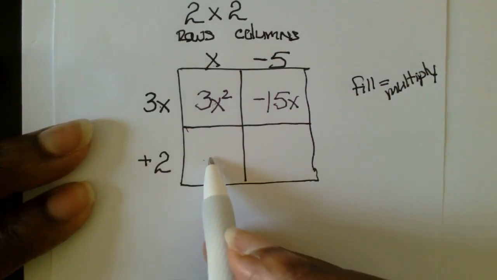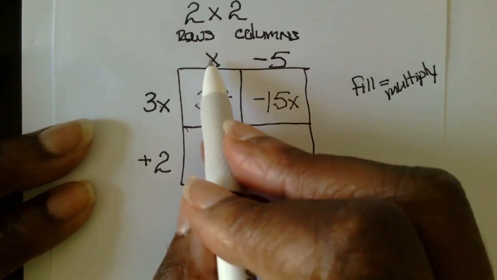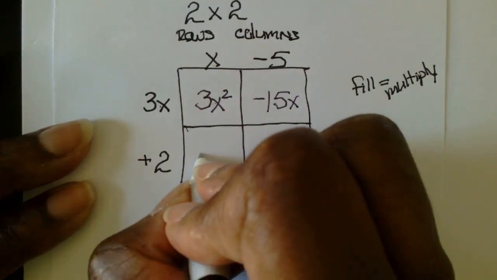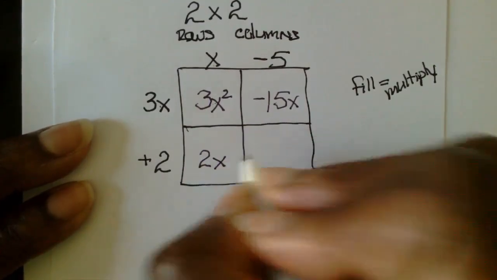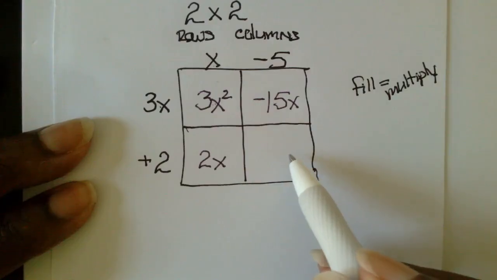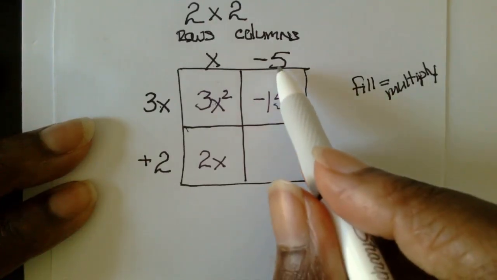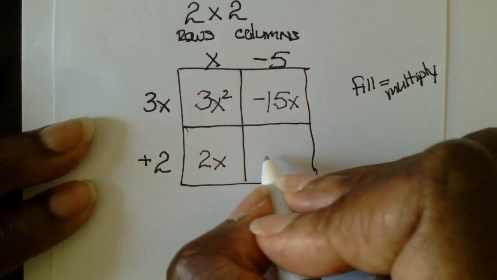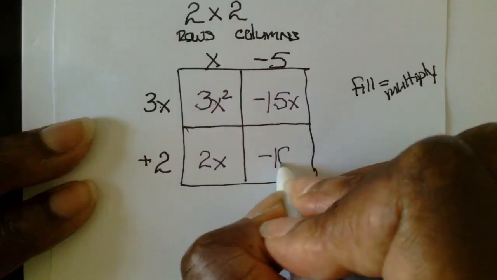To fill this box, I have to multiply x with a positive 2. That gives me 2x. Yup, Punnett squared, Jay. Good job. And to fill this box, I have to multiply negative 5 and positive 2, which gives me a negative 10.